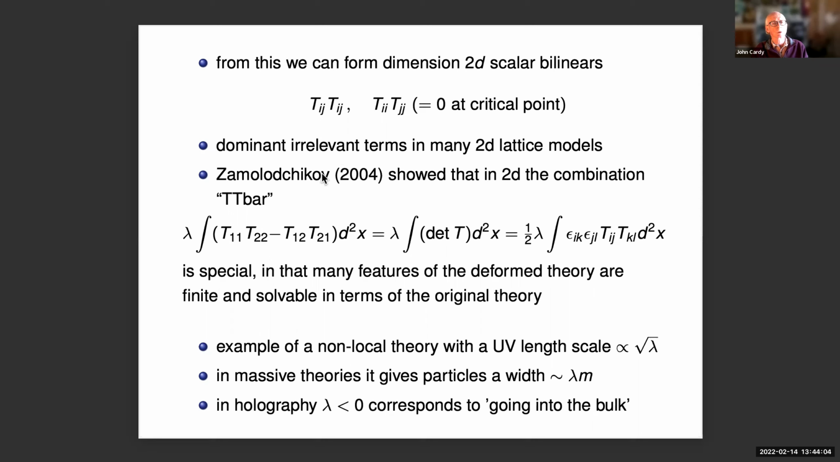But what Zamolodchikov showed in 2004 is that if you make this particular combination here, which is essentially the determinant of the stress tensor, which can also be written like this, then many features of the deformed theory are in fact finite and are solvable in terms of the original theory. So quantities like the partition function on the torus, for example, are ultraviolet finite, and even correlation functions of local operators have only logarithmic divergences, it turns out.